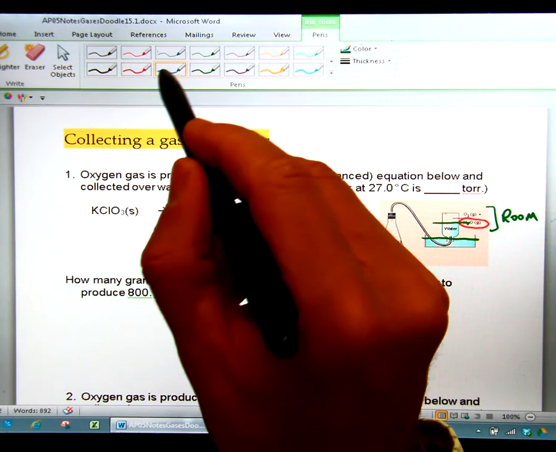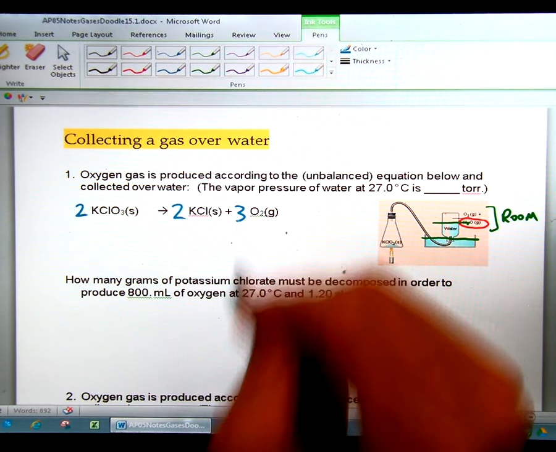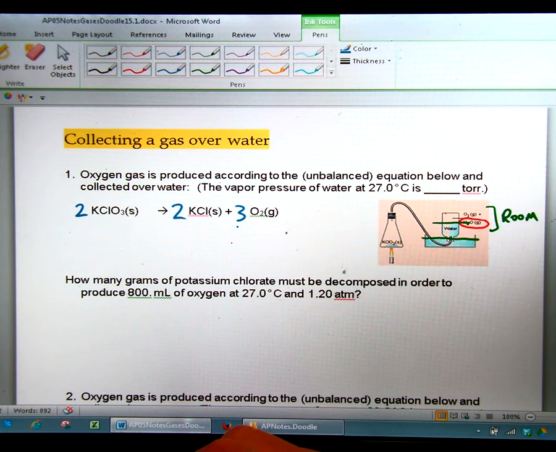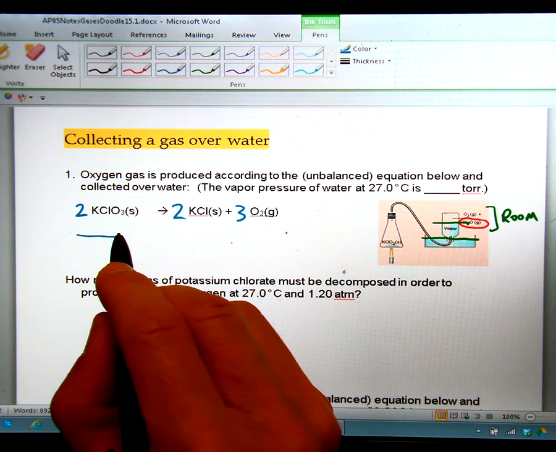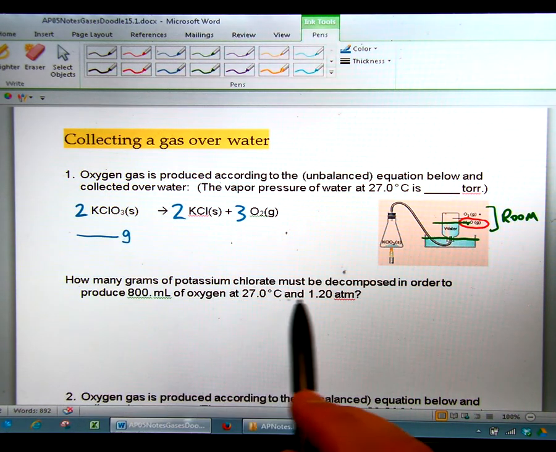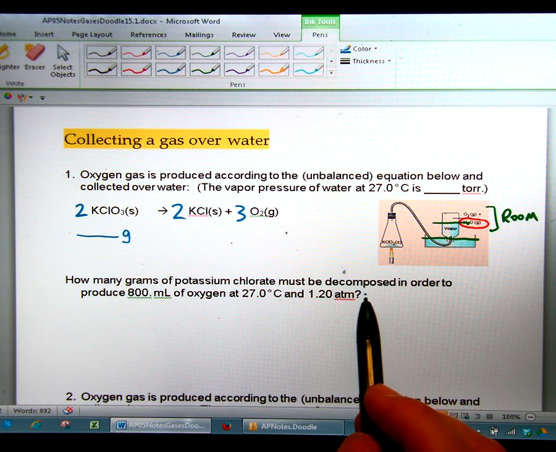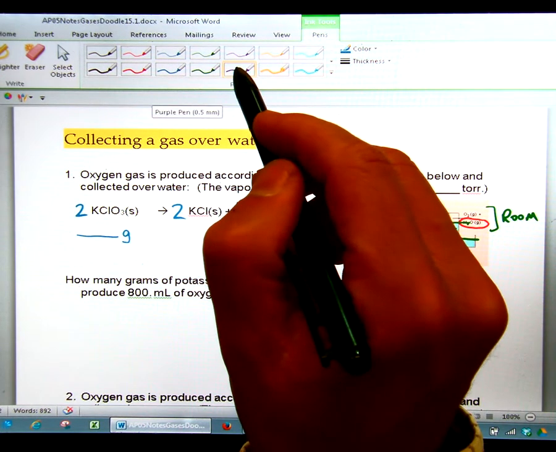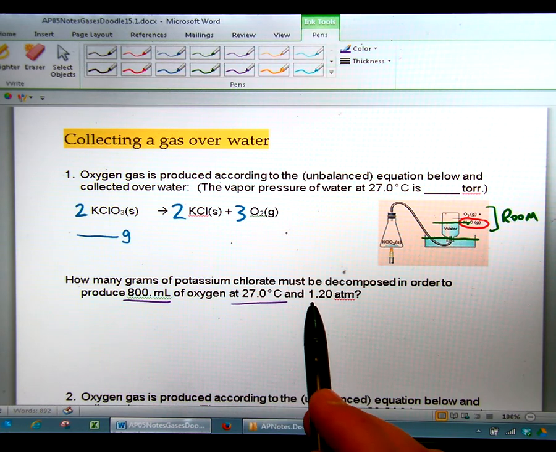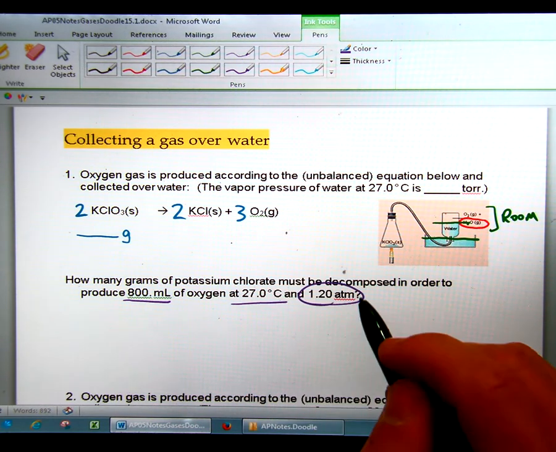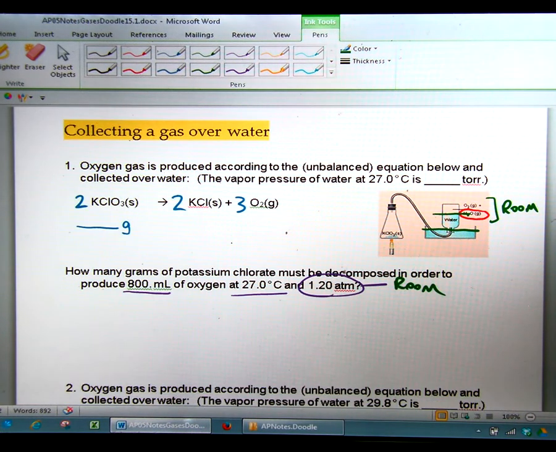The first thing you need to do is balance the equation. So this is going to be a 2 and a 2 and a 3. Now what they're doing is they're giving you a whole bunch of information. They're saying how many grams of potassium chlorate, so that's this, grams of this, must be decomposed in order to produce this much oxygen. If you look at all these pieces of information, they're giving you information about PV=nRT. So here's the volume, here's the temperature, here is the pressure, but this is the pressure of the room. So you have to be careful. This is the room pressure, not the oxygen's pressure by itself.